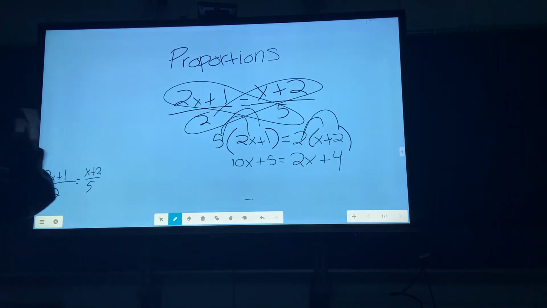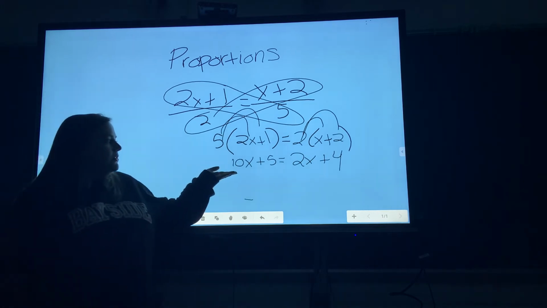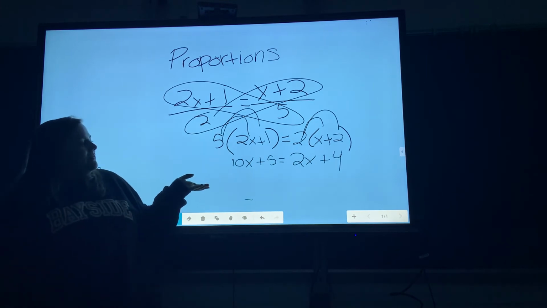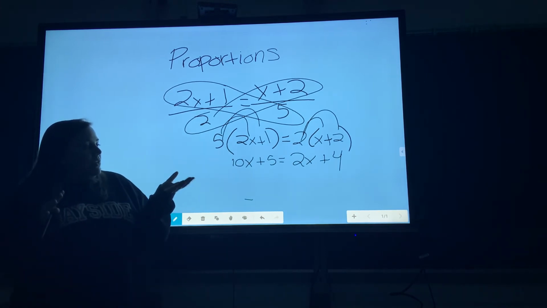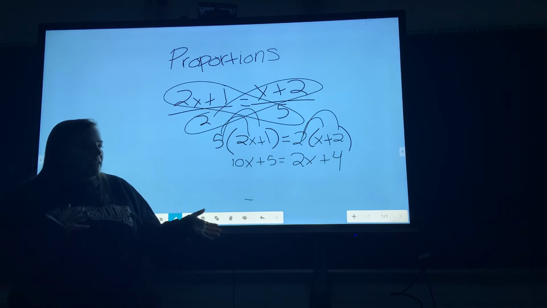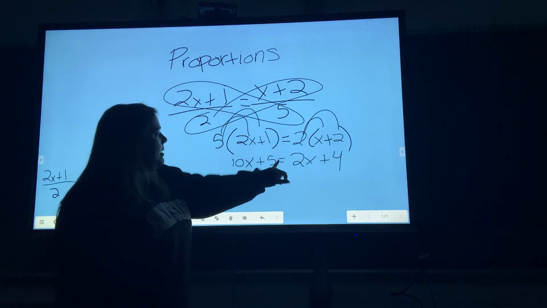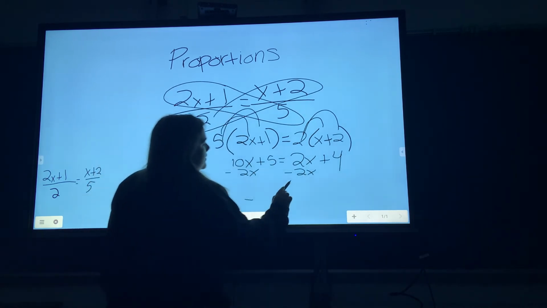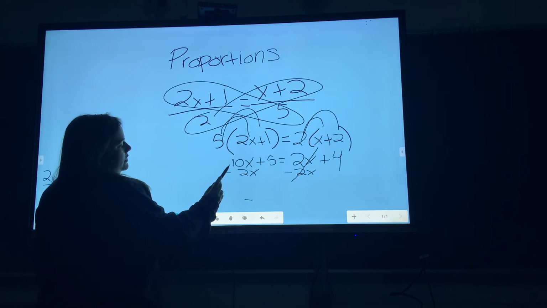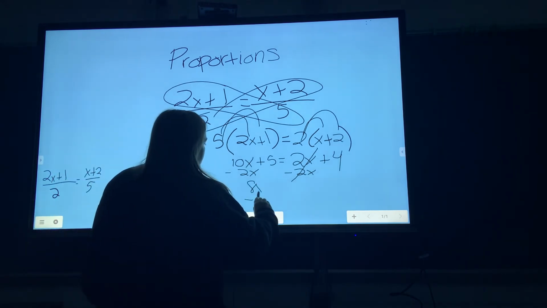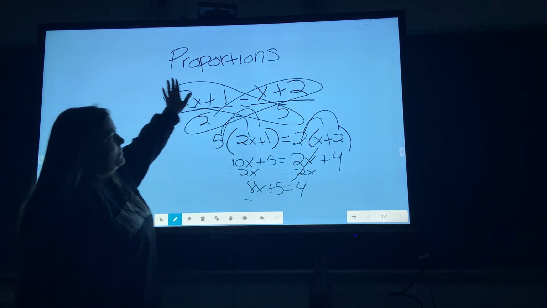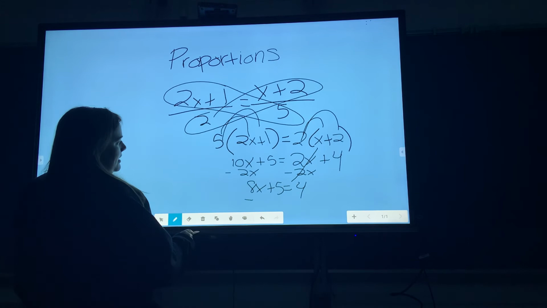In the last video we went over variables on both sides, so again, everything's building. That means we want the variable on one side and everything else on the other. I'm going to subtract 2x from both sides. That goes away. 10x minus 2x gives me 8x plus 5 equals 4. I'm going to rewrite this at the top because I write kind of big. So 8x plus 5 equals 4.